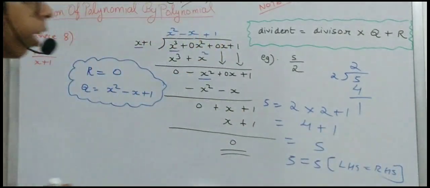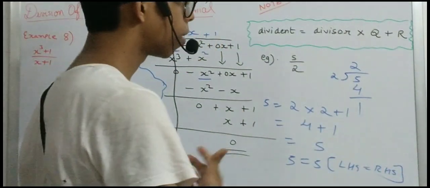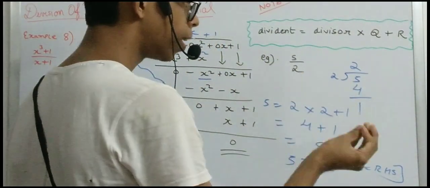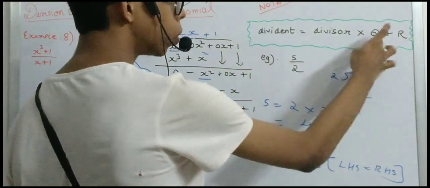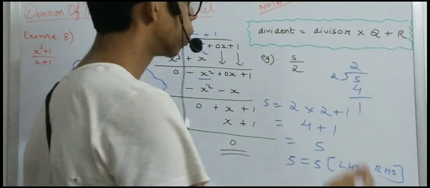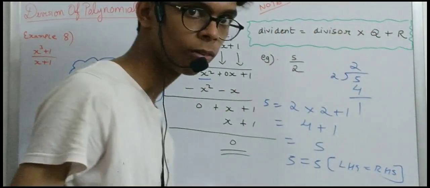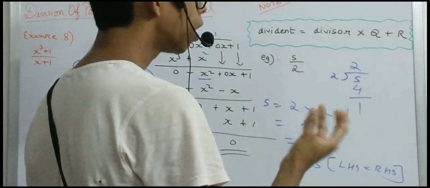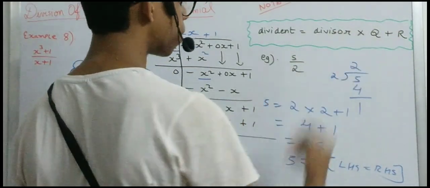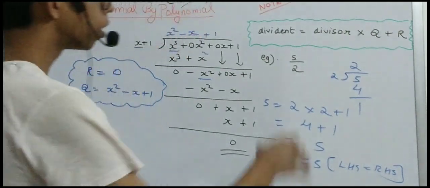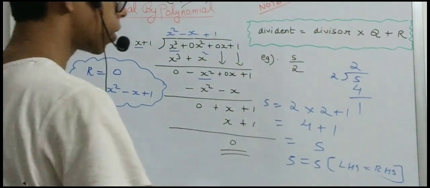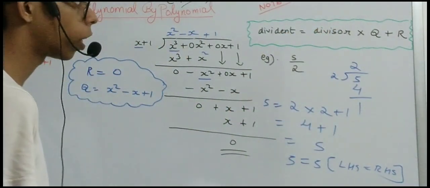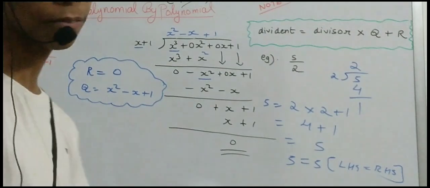In your exams they may give you the dividend equal to this, quotient equal to this, and remainder equal to this, then ask you to find the value of the divisor. Or they can give any value and ask you to find the value of something. So this relation is very useful in your MCQ type of questions.